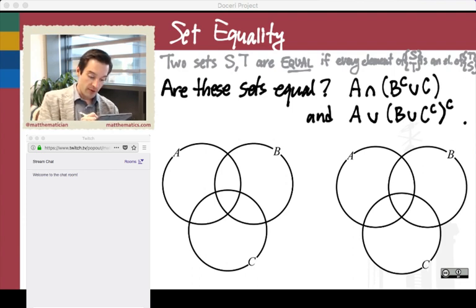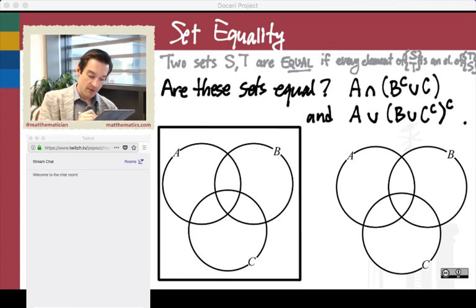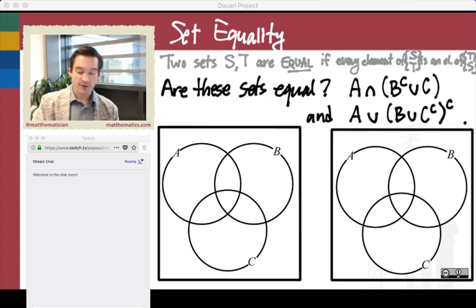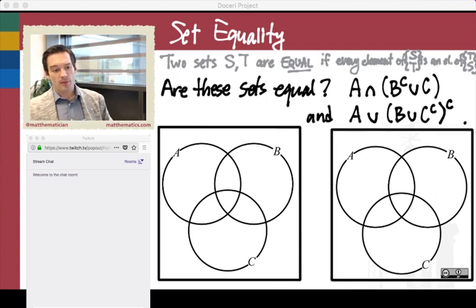So what I'm going to do here is get a Venn diagram down that describes the first set that we have listed up there at the top, another Venn diagram that describes the second set, and then we'll just compare the two. Maybe one of them is a subset of the other. Maybe they're exactly equal. Maybe neither is true. So there's sort of the plan.